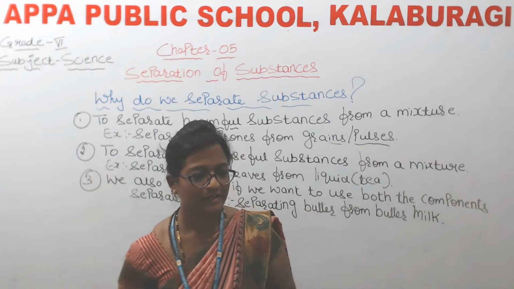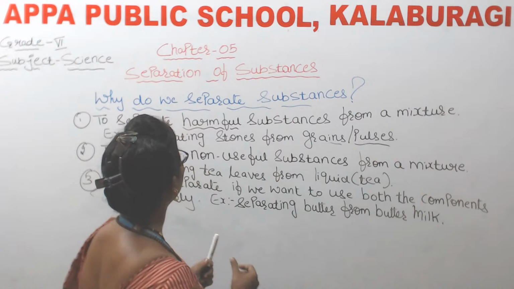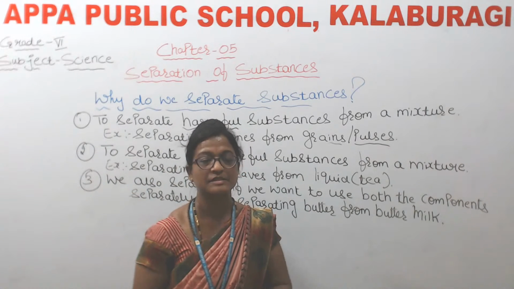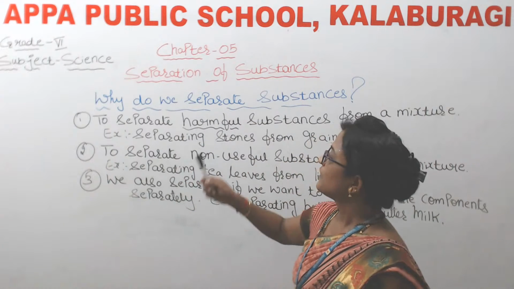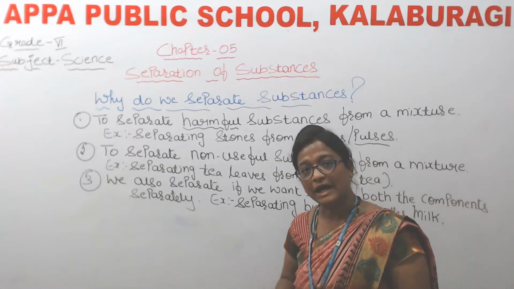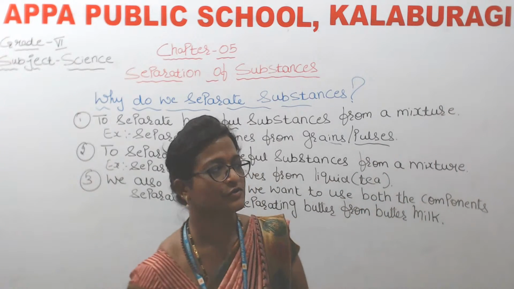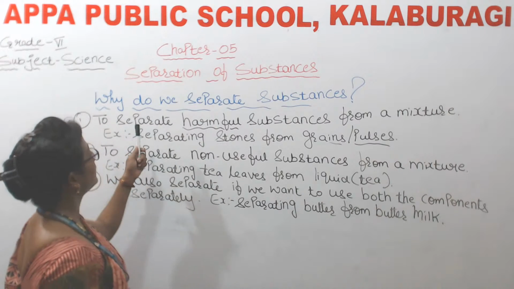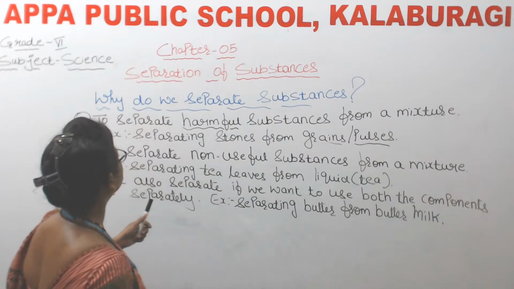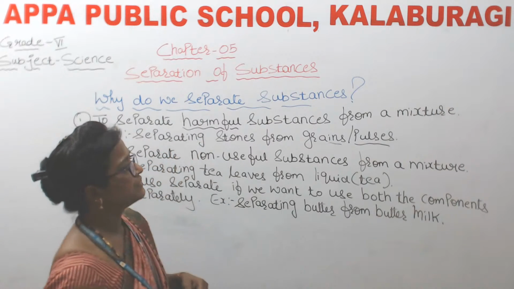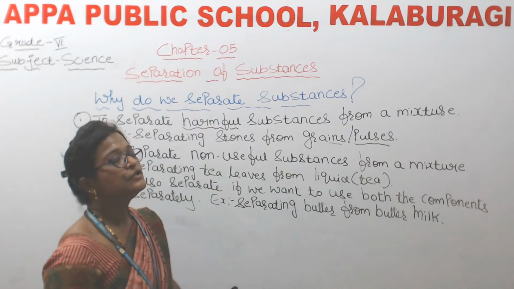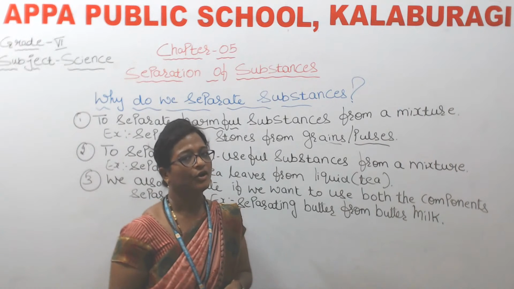Isn't it? So here these three are the important points: why do we need to separate substances? The first reason is that we separate substances to separate harmful substances from a mixture. And now you all might be thinking, what harmful substances will be there in the mixture? For that, here is the example: separating stones from grains or pulses.